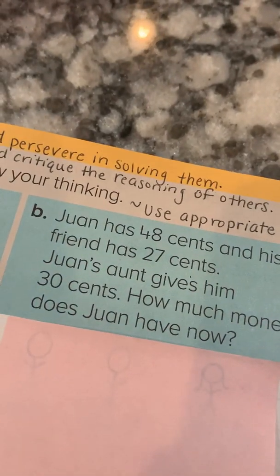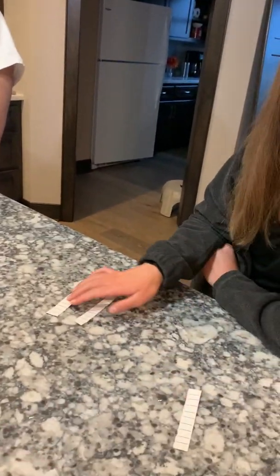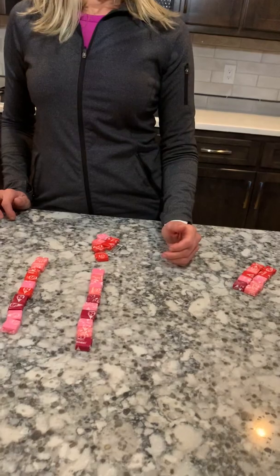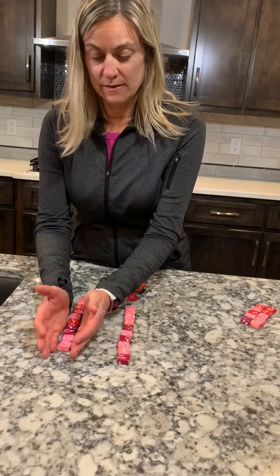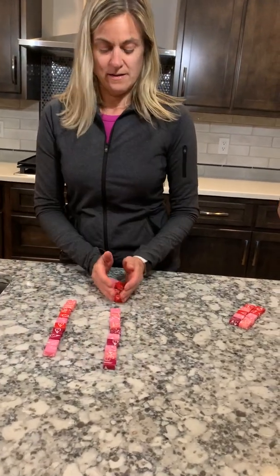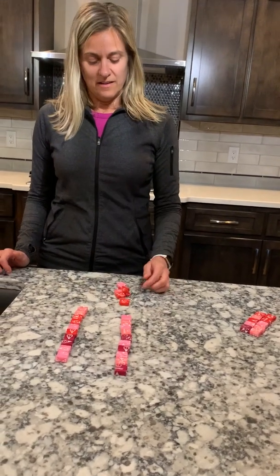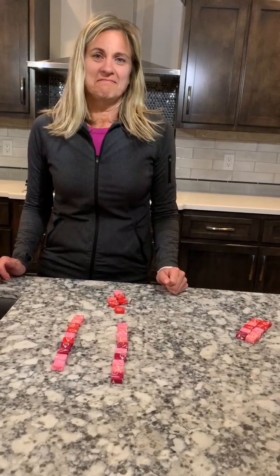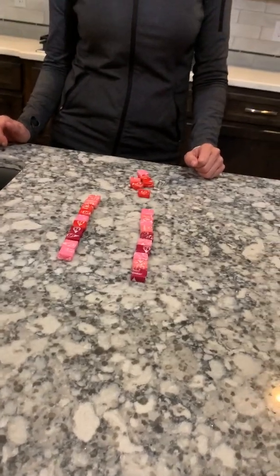Now the next part of the story problem says Juan's aunt gives him 30 cents. So if you could please slide those over to Juan, not me. There you go. And his friend, did you finish your groups? Here's 10 and 10 and not 10. Okay, so how many groups of 10 do you have? 1, 2. And how many ones do you have left over? 1, 2, 3, 4, 5, 6, 7. Perfect. So we have 2 groups of 10, which equals our 20, and then our 7 left over is 27.